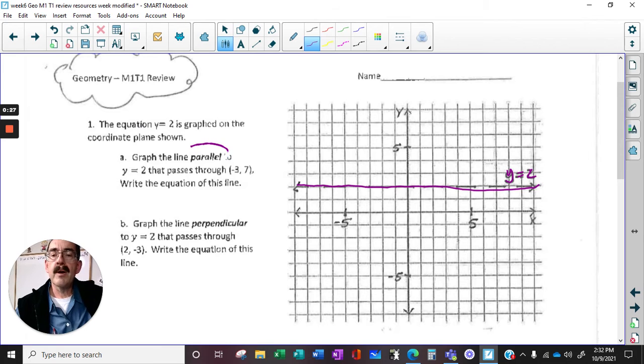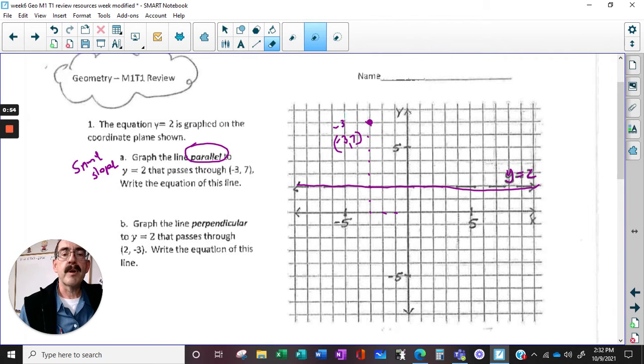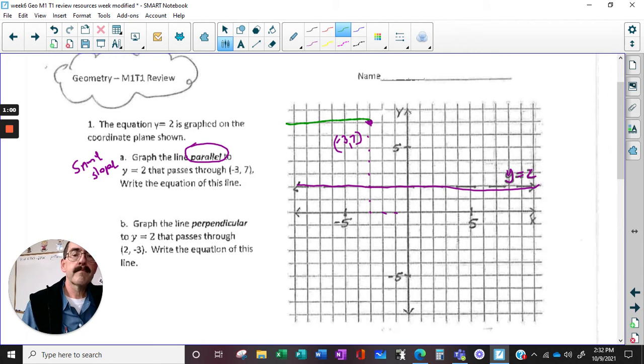Now we need parallel. Same slope that passes through the point -3, +7. Right there. Okay? -3, let's go down here. -3, +7. Okay? So we need parallel. Well, we know what parallel looks like. Parallel. Okay? Good.